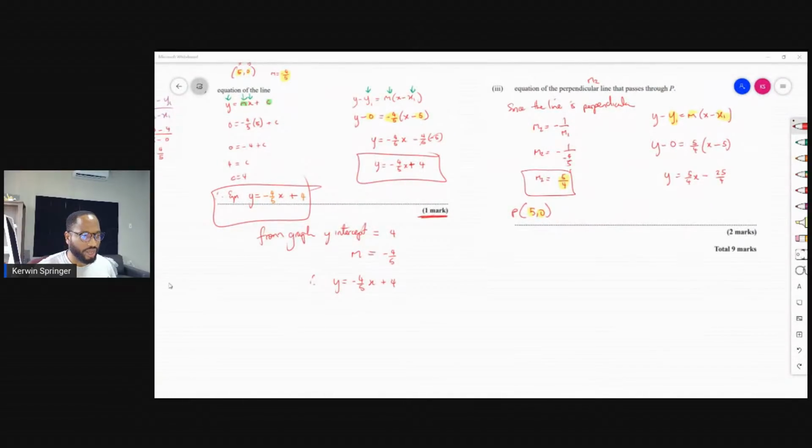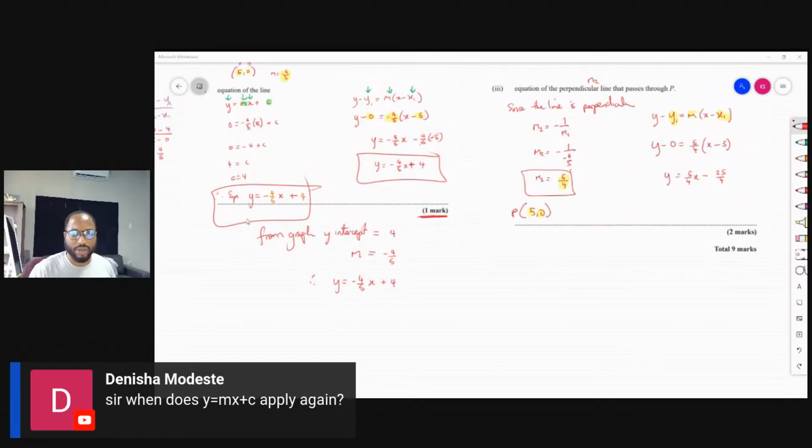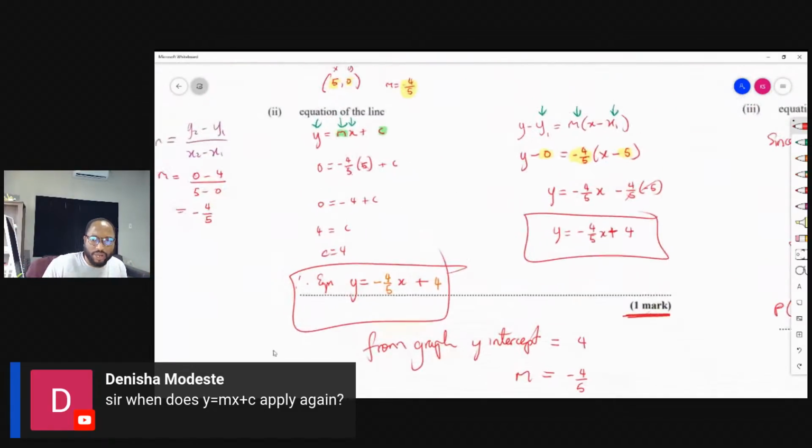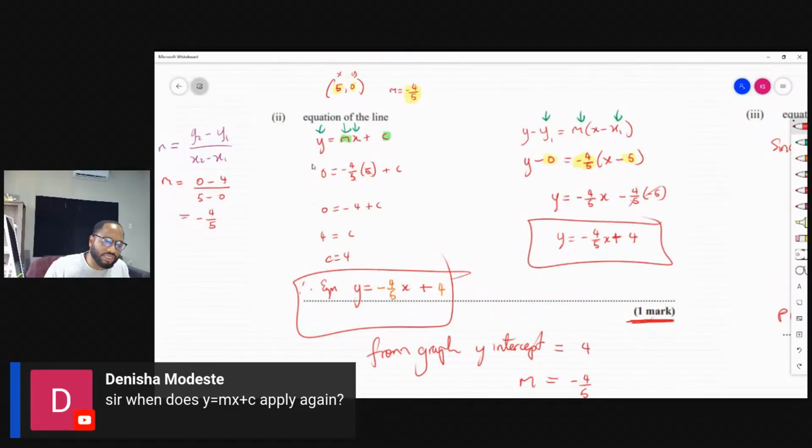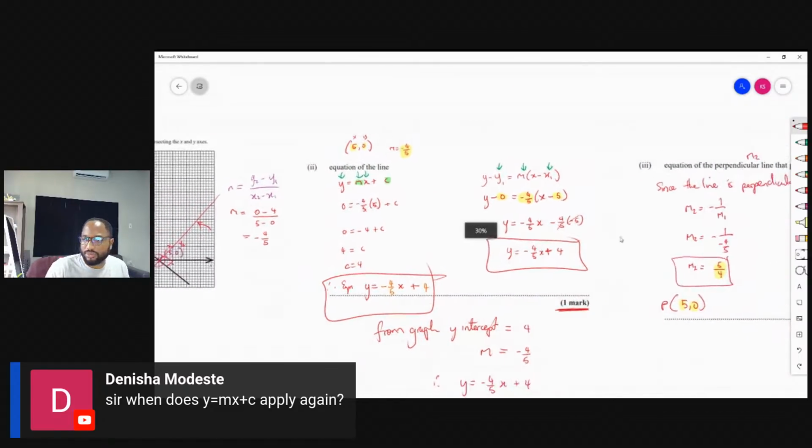Then he's asking, when does y equal mx plus c apply? I'm not too sure I understand the question, but you could use y equal mx plus c to find the equation of the line. It must look like this: y equal mx plus c, and you substitute what you know to find c. And once you find c, you write it back with c and m written out, but you put the y and you put the x. That's how it works. Just practice it a couple of times.